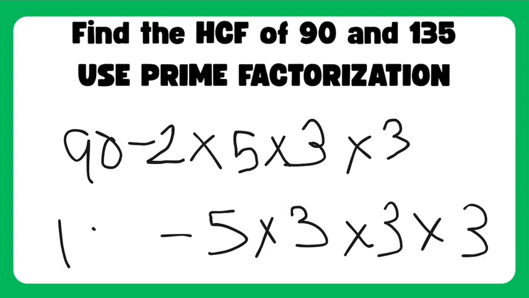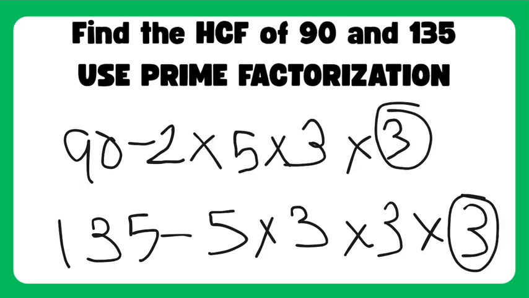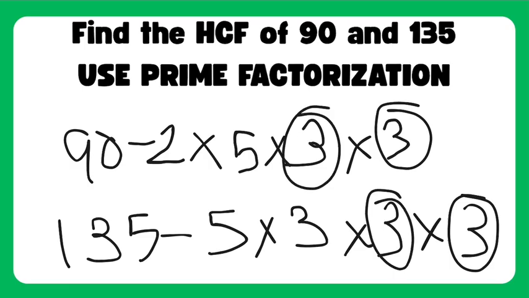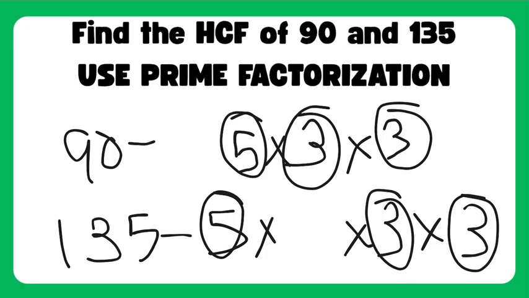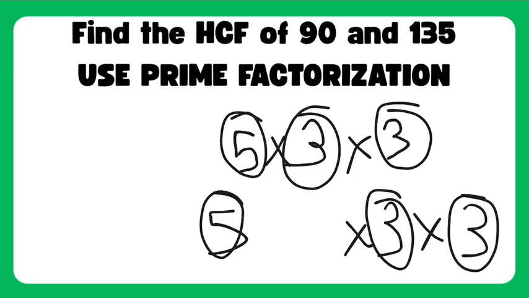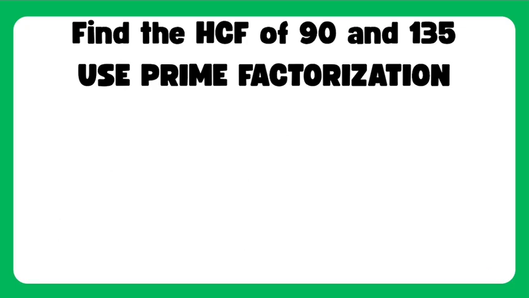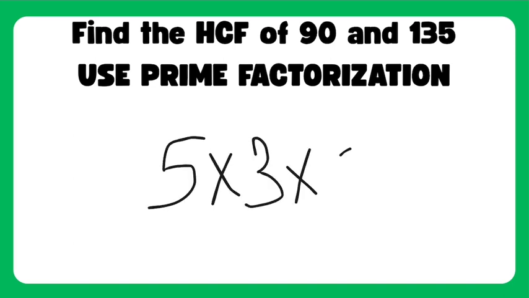And that is 135. So now what we will do, we will see what is common here. There's a 3 here and a 3 here, so there's one 3 common. Now there's another 3 and another 3, so there are two 3s common. And there's a 5 and a 5 common. So these are the numbers that are common. So we will remove this 2 and we will remove this 3. And this is what we are left with: 5 times 3 times 3. So we can just remove these two. We just have 5 times 3 times 3. So I'll write it in a simple way over here: 5 times 3 times 3.